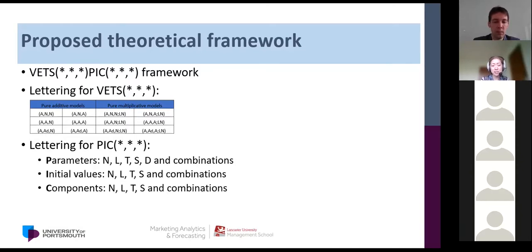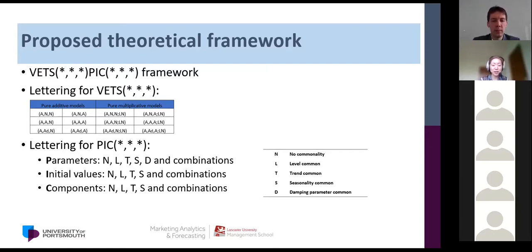As for the PIC part, so the letters are explained as follows. So for parameters, if it's N, it means there's no commonality. Everything is estimated individually. If it's L, then the level part is common. T, trend is common. S, seasonality is common. If there's a damping parameter, then if D is there, it means that that's estimated common as well. So you can have single letters, but you can also have all sorts of different combinations of the letters. Now for initial values, then again, if it's N, then it's no commonality, but then you can have a level, trend, seasonality, and the combinations of them. And the same goes for the components.